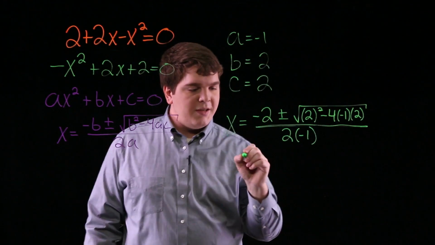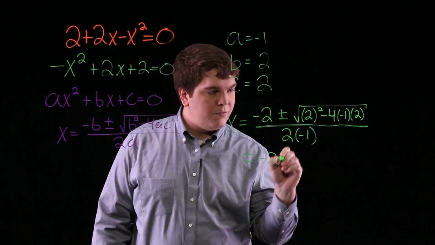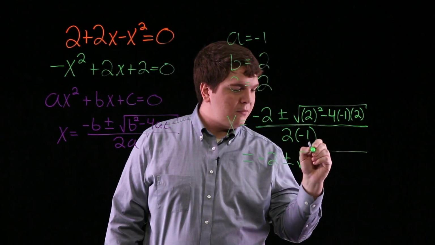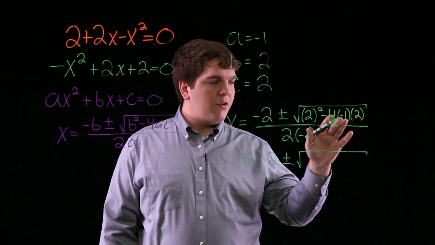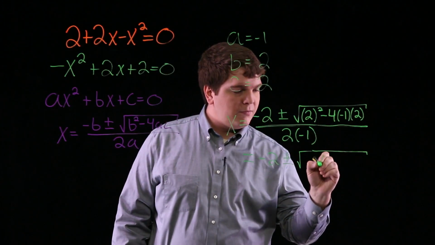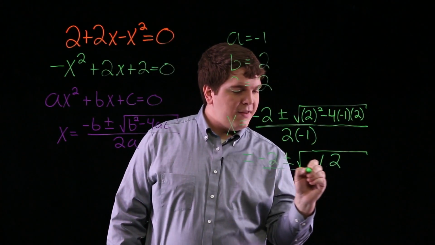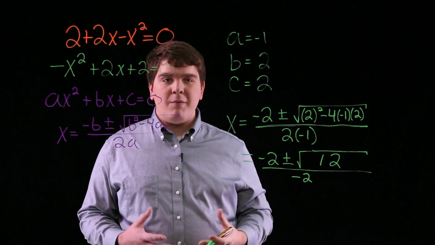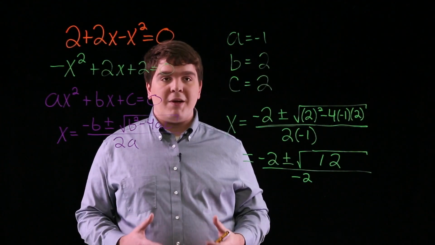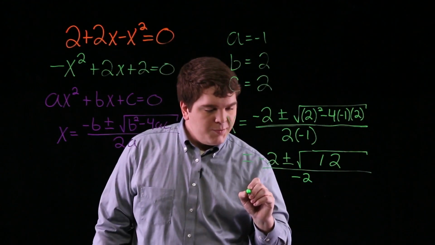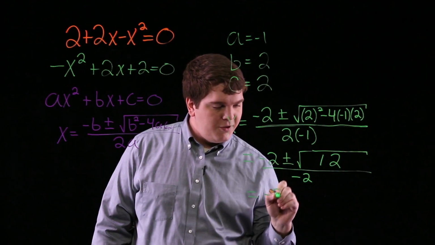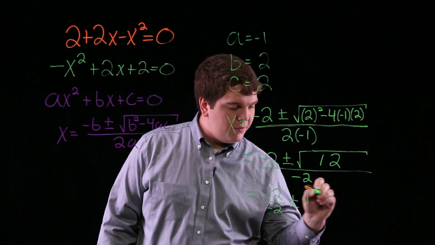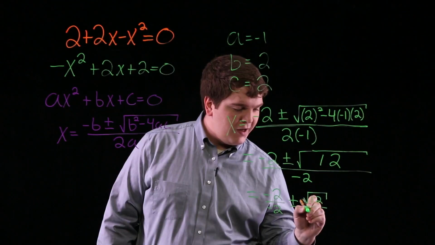Now, simplifying, this is equal to negative 2 plus or minus the square root of 4 plus 8, or 12. And this is all divided by negative 2. Now from here, we can think about simplifying several different ways. So let's begin by rewriting this as negative 2 divided by negative 2 plus or minus the square root of 12 divided by negative 2.